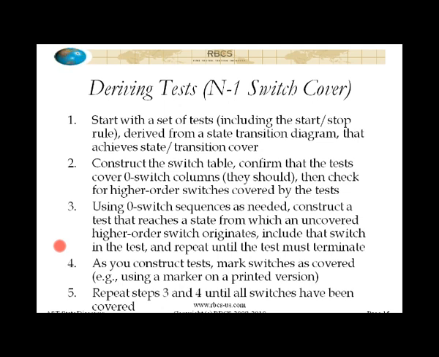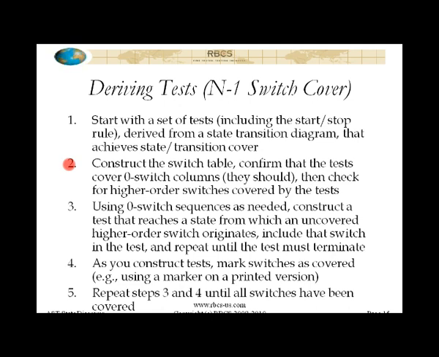Okay, so to derive tests that achieve a certain level of switch coverage, what you want to do, again, is start with the tests that you derived from the state transition diagram for state transition coverage. Don't go back to the table. The table, once you've done it to try to force out into the open those unhandled events or event condition combinations, you don't go back to it. Okay, so start with the tests for state transition coverage and then construct the switch table. Confirm that the tests that you already had cover the zero switch columns. And of course they should, right?